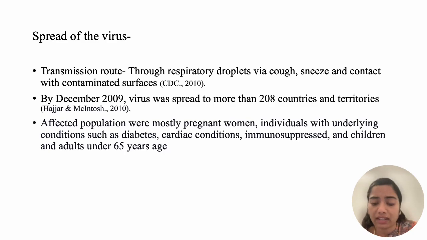Coming to the spread of the virus, as I already discussed, it is mainly spread through respiratory droplets via coughing, sneezing, or speaking, and contact with contaminated surfaces. By the end of the year, it had spread to almost 208 countries and territories. Affected populations were mostly pregnant women, individuals with underlying conditions like diabetes, cardiac conditions, and immunocompromised individuals, and children and adults younger than 65 years of age, and expectant mothers.